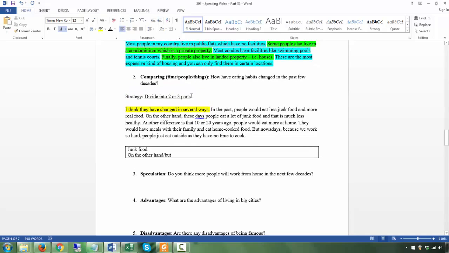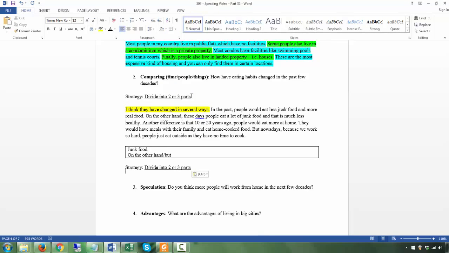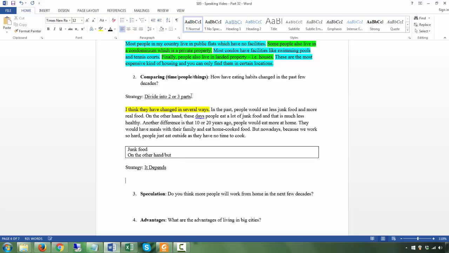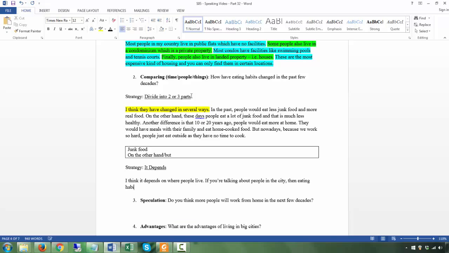Let's say how to answer this with a different kind of strategy. Let's put it, the "it depends" strategy. Okay, so it depends on this, it depends on that. Okay, if this, if that. So you could say, I think it depends on where people live. If you're talking about people in the city, then eating habits have changed a lot.